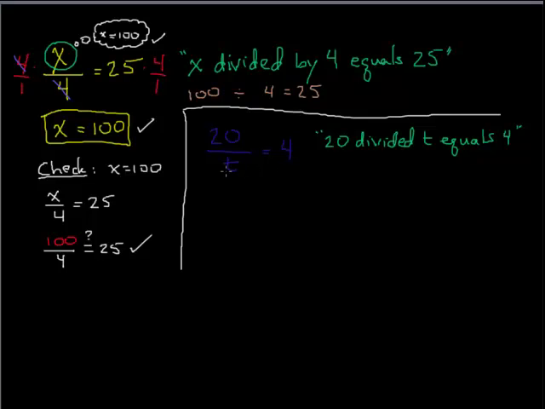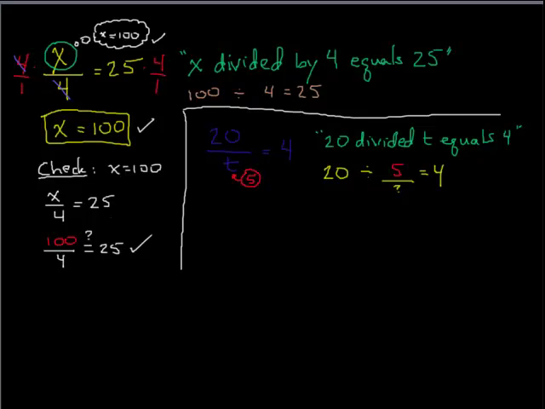Now if you think about a number that you can divide into 20 to get 4, 20 divided by what equals 4? Well, 20 divided by 5 equals 4. So t, we might think, is equal to 5. And in fact, that is correct. But again, let's try to use some algebra to show that this is in fact true.